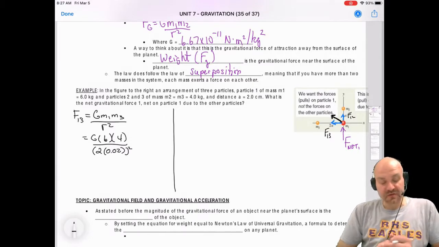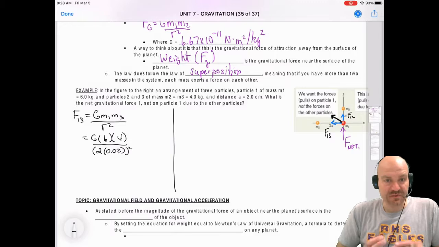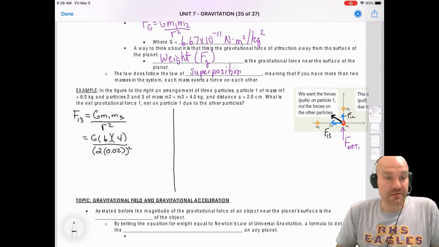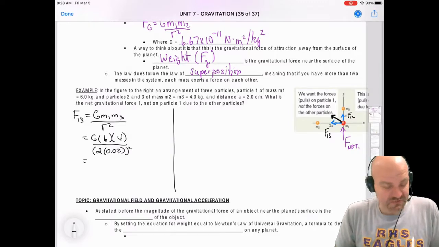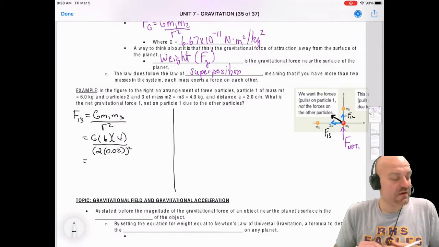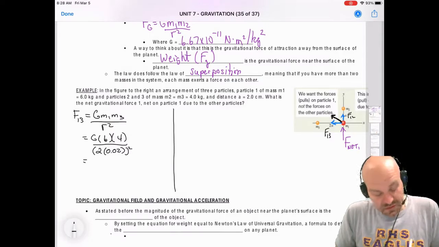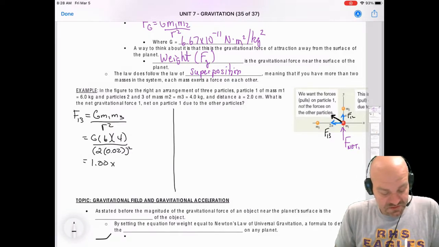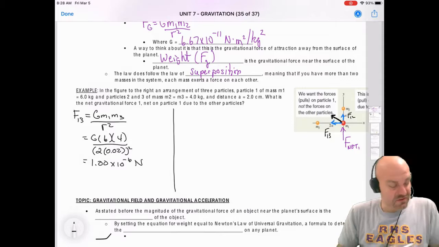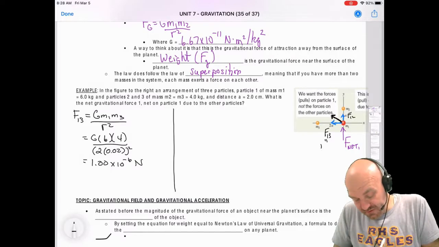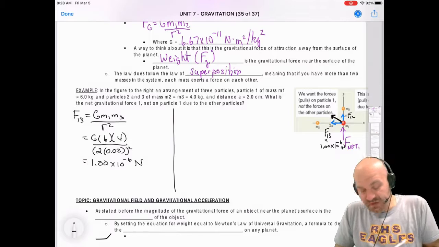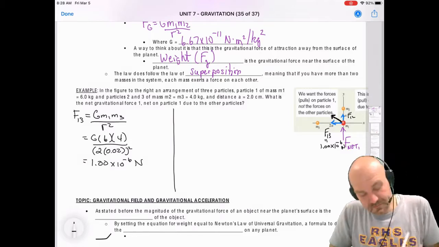And you do have to be careful, make sure that you convert your units to meters, make sure that you square the denominator, right? Just common mistakes. And remember, capital G has a value of 6.67 times 10 to the negative 11th. And so this works out to be 1.0 times 10 to the negative 6 newtons, right? And so it's feeling 1.0 times 10 to the negative 6 newtons from object 3, okay?